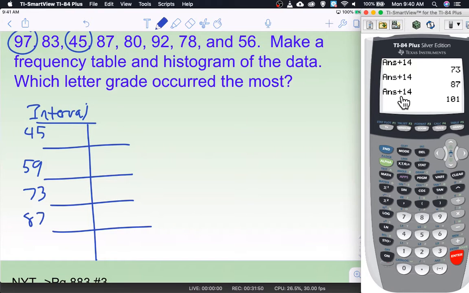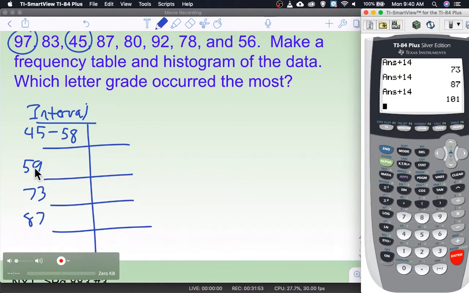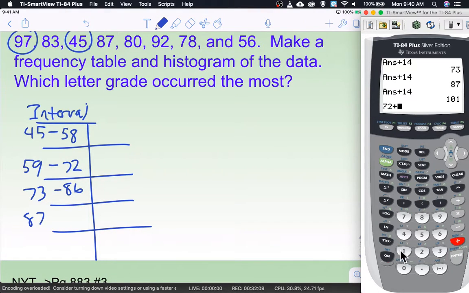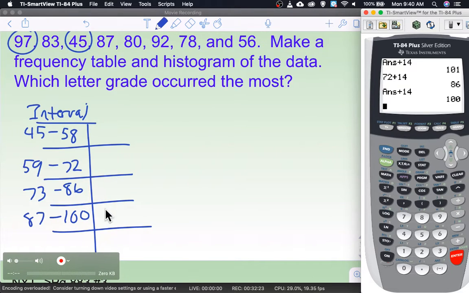So this first interval would be from 45 to 58. I'm making it right before this number. 58, 59, 72 to 73, 86 to 87, and then I guess, these would also be going up by 14, right? 72 plus 14 is 86. If I add 14 more, that gives me 100. You might have chosen a different number of intervals. If you chose 3, your intervals will be bigger, but you only have 3 of them as opposed to 4, which is fine.